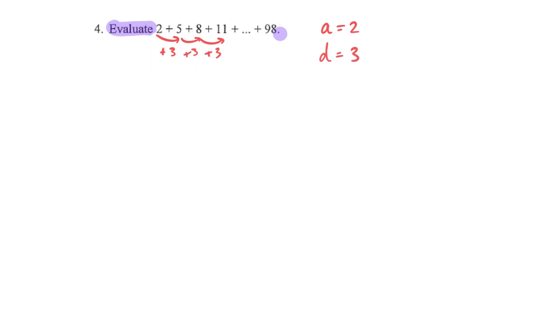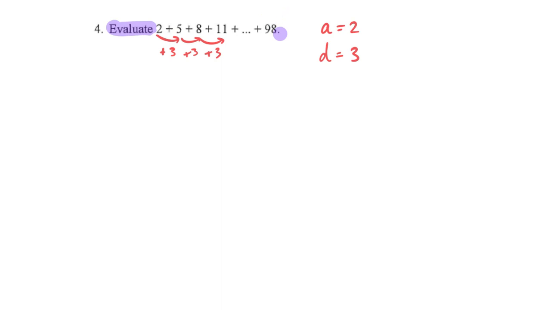Our problem is that we're looking for a sum, but I can't necessarily use any of my sum formulas, because I don't know how many numbers are in that series. That is, I don't know what term number 98 is. But if I did know what that was, then I could go through and solve the problem. So I want to show you a stumbling way to deal with this.